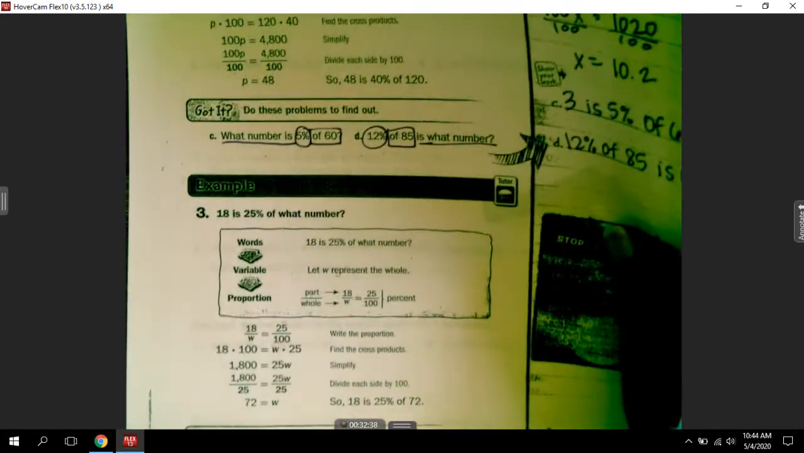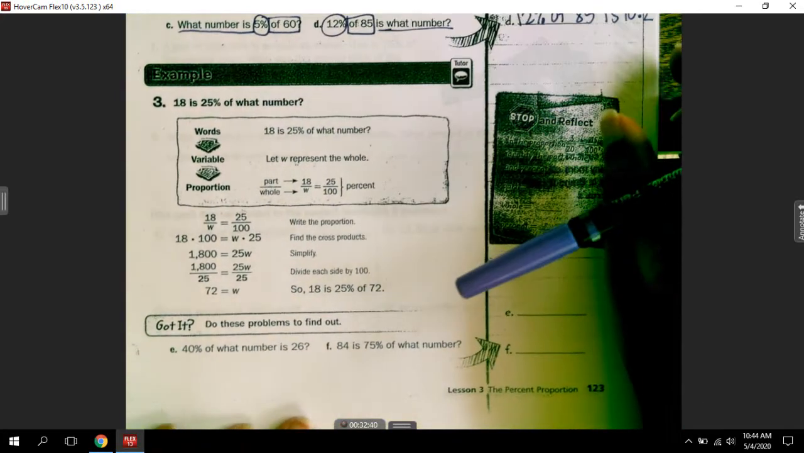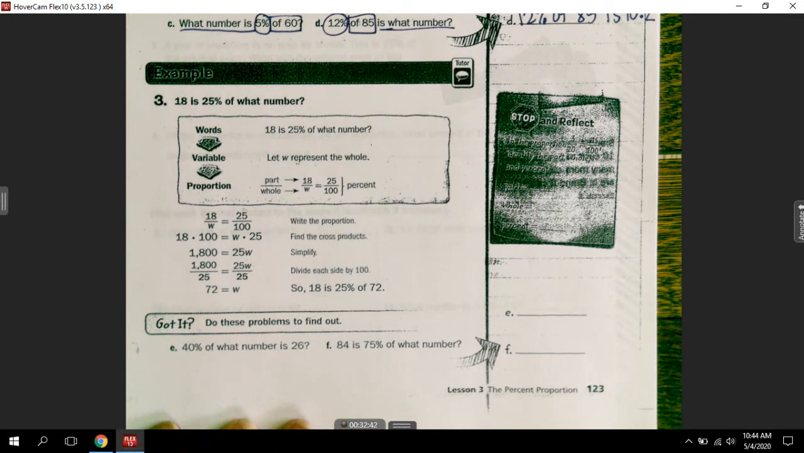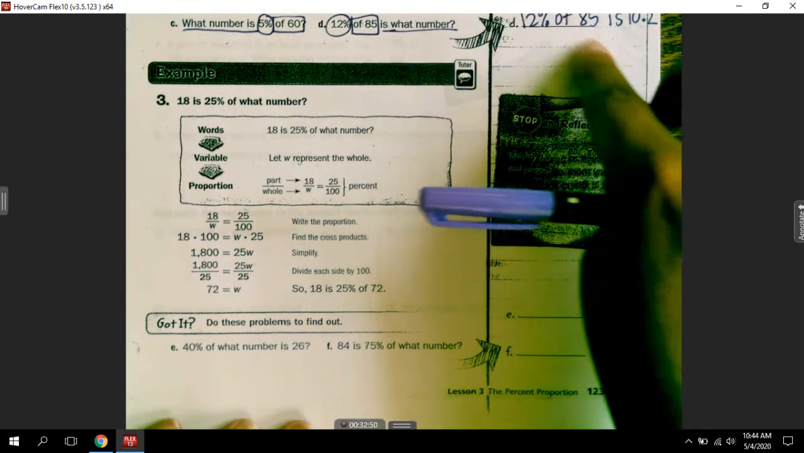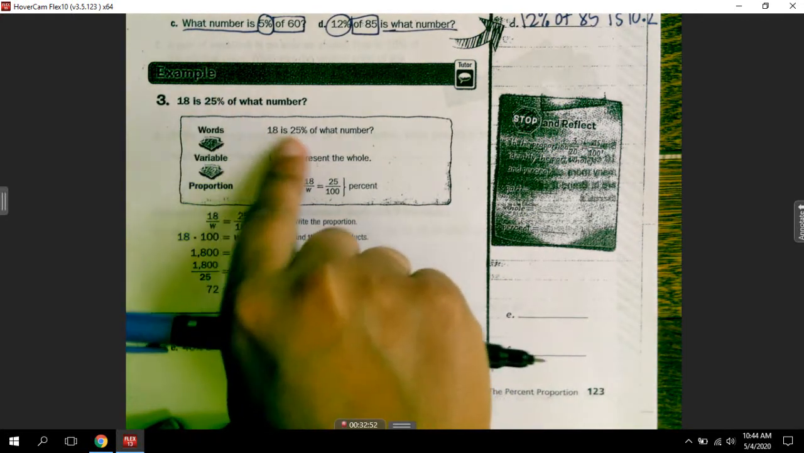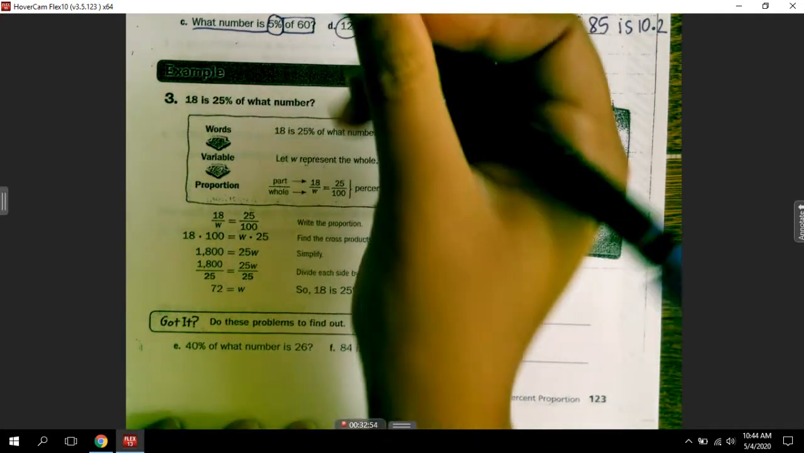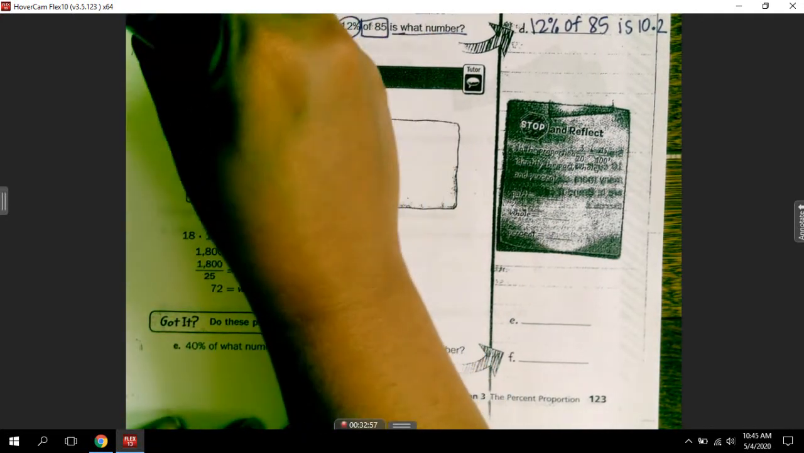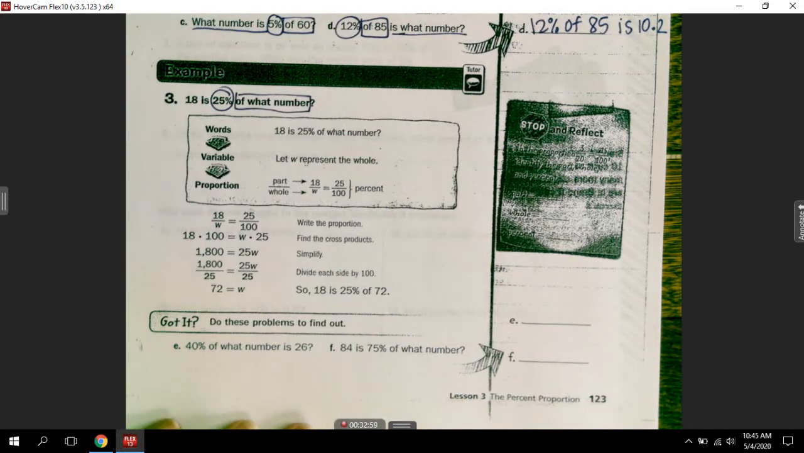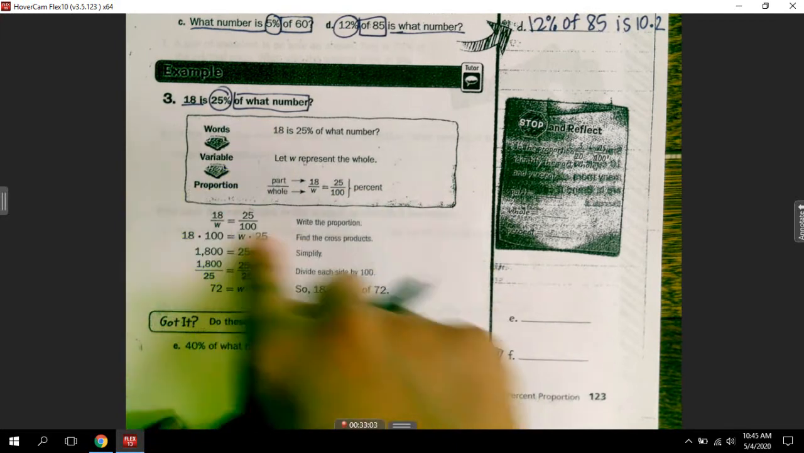Let me slide down. All right, so example number 3 says 18 is 25% of what number? In this case, of what number? The of is what we're finding. On the first page we were finding the percent. Example number 2, we found the is. Now we're going to be finding the of. So you're going to be boxing of what number, circling the percent, and underlining 18 is. You can look at this example if you need to.